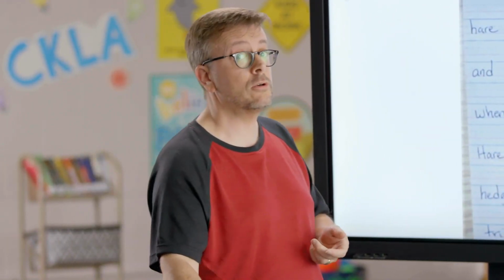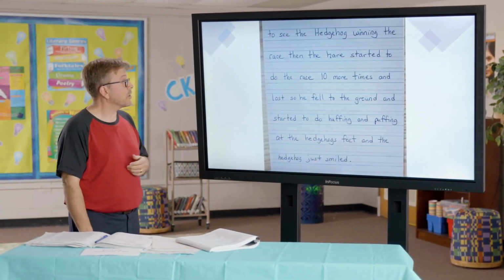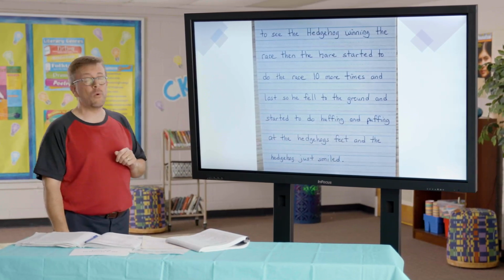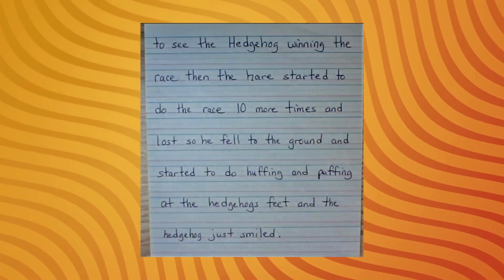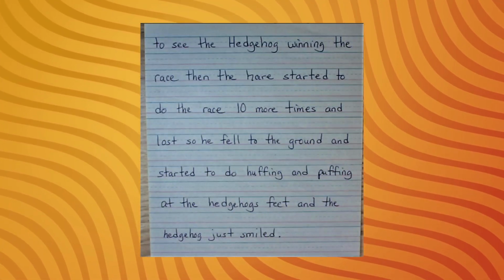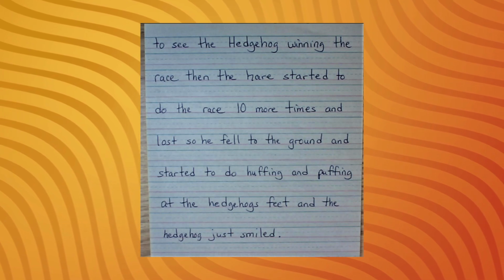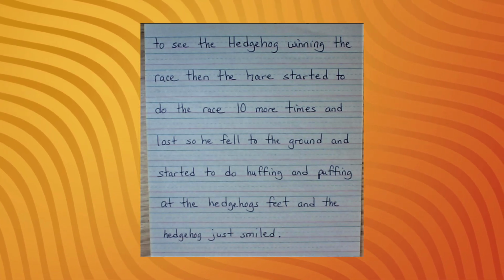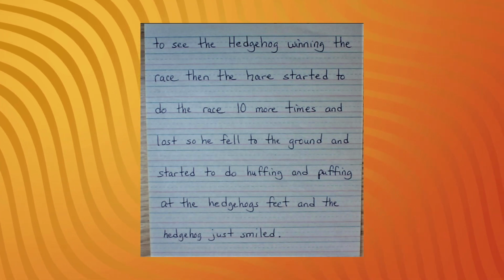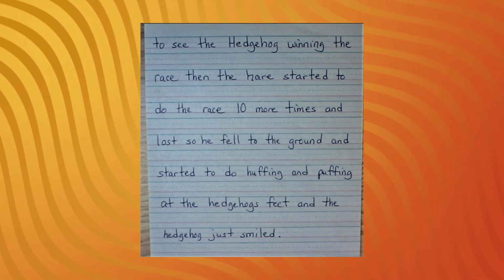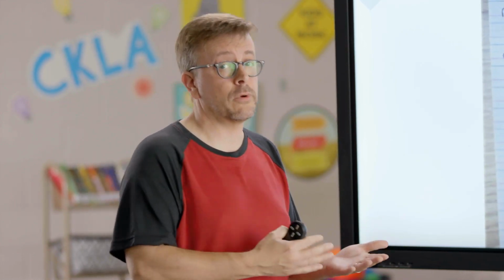Now, does the writer include an end to her story or to her book report? I'm going to go to the next page because that's the last page in my report, and I'm looking back over that, and I see the point where the hare has started to do the race 10 more times. And as I'm looking down through the end of the story here, I see where the hedgehog saw the hare huffing and puffing at his feet, and the hedgehog just smiles. That leaves me kind of at the end of the story, but it doesn't end our narrative book report.